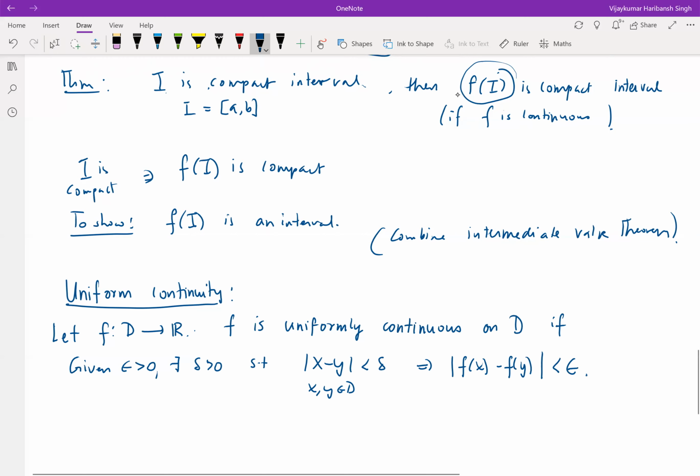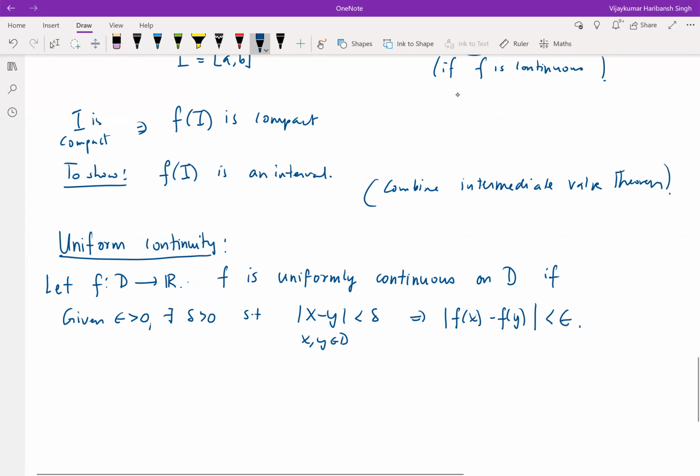All right, so it looks quite similar to the definition of continuity. However, it is not. The reason for that is the following. What was the definition of continuity? Continuity was defined at a point C. Here, you're not defining it at a point, you're defining it on the set D. You're talking about continuity on a set.